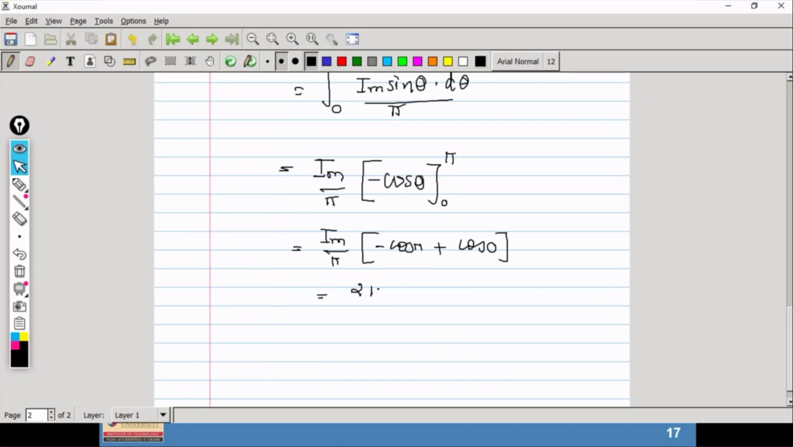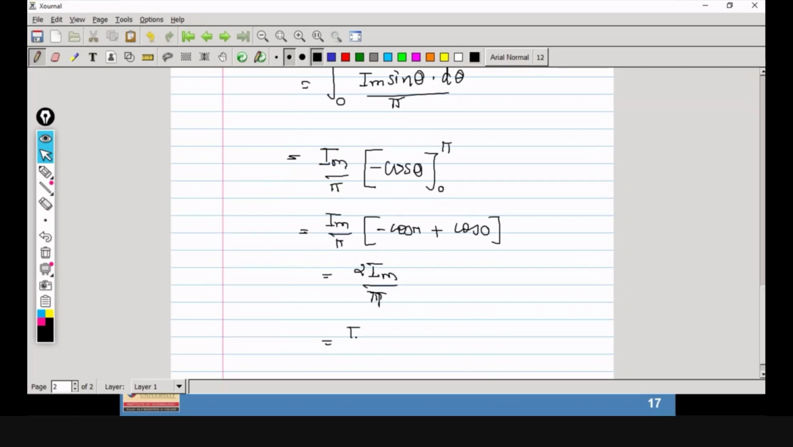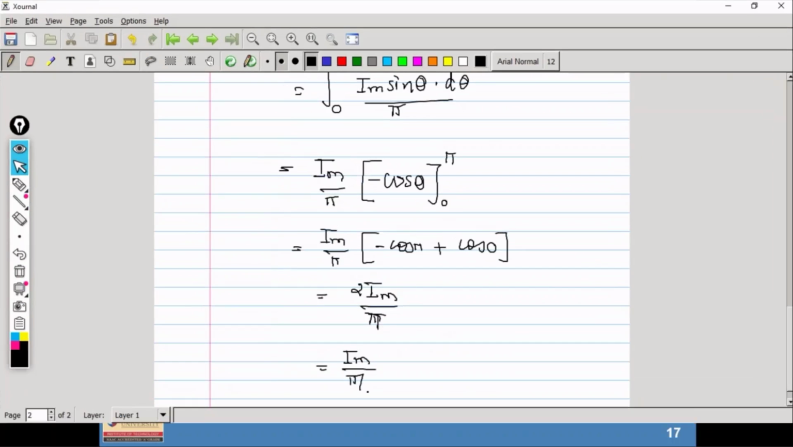So 2 Im upon pi, or we can write Im by pi by 2. So I average can be written as approximately 0.637 times the maximum value. So 1 upon pi by 2, or 2 by pi. Pi is 3.14, so 2 by 3.14 is approximately 0.637 times the maximum value.